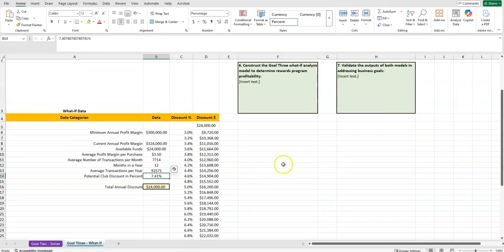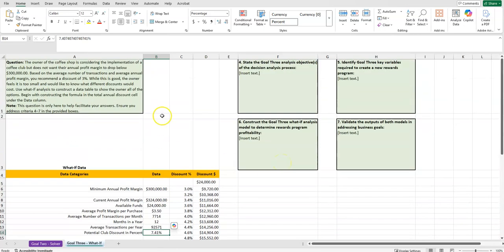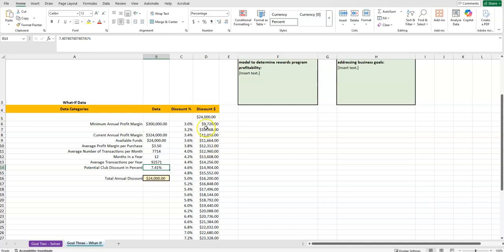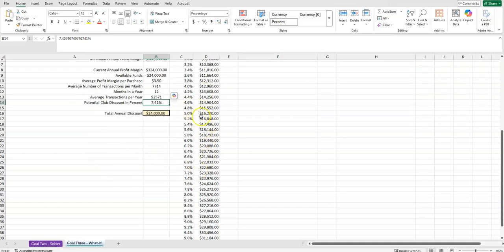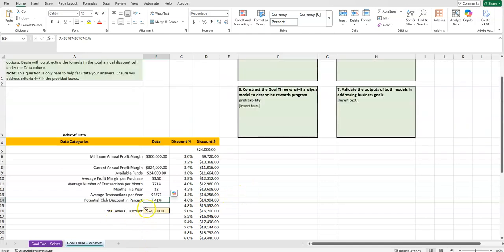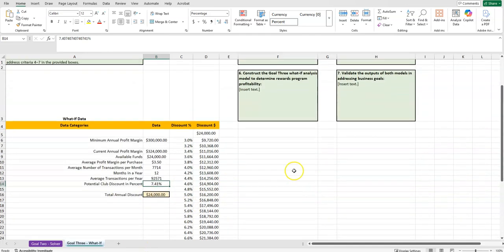I hope you understand that. If you don't, please contact me. It's relatively straightforward from this data table right here, or from the what-if analysis to hit exactly the number you're trying to get to. So contact me if you have any problems with it.